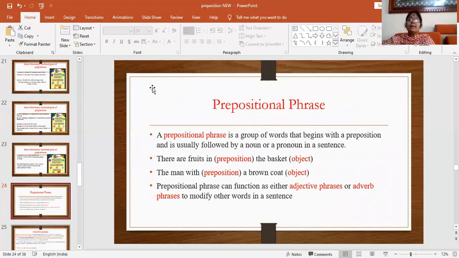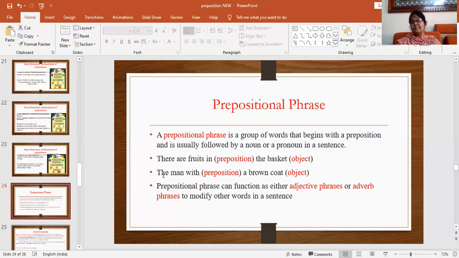Now, we'll come to the next part of learning, that is prepositional phrase. Now, what is a prepositional phrase? A prepositional phrase is a group of words that begin with a preposition and is usually followed by a noun or a pronoun in a sentence. Now, let us understand this very clearly with examples. There are fruits in the basket. Now, in this sentence, in is the preposition and the basket is the object. So, in the basket is known as a prepositional phrase, right?